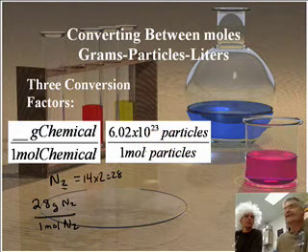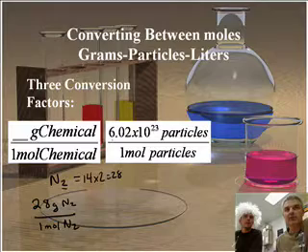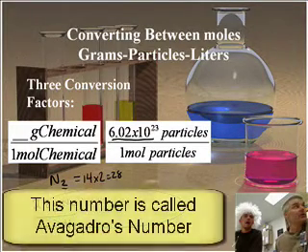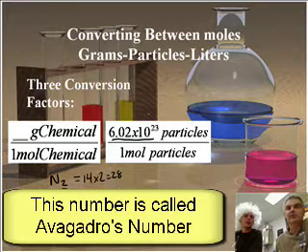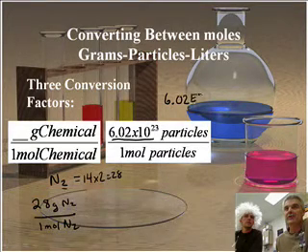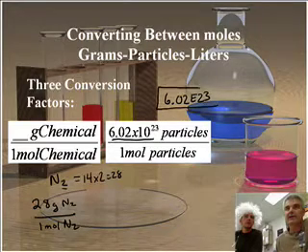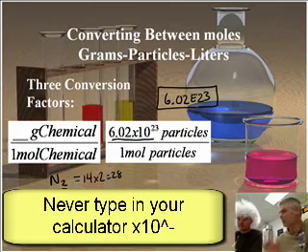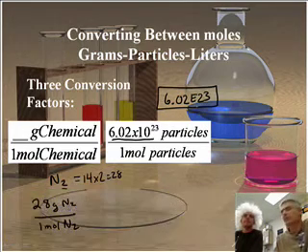A second conversion factor. The nice thing about this conversion factor is it doesn't change. It's always the same number. That's the number of particles in 1 mole, and it's a big fancy number, 6.02 times 10 to the 23rd. Now, a review here. When you type this in your calculator, you're going to type 6.02, then use the E button, 23: E23. You do not type times 10. Never. We've talked about that before, but it's going to become very critical here.